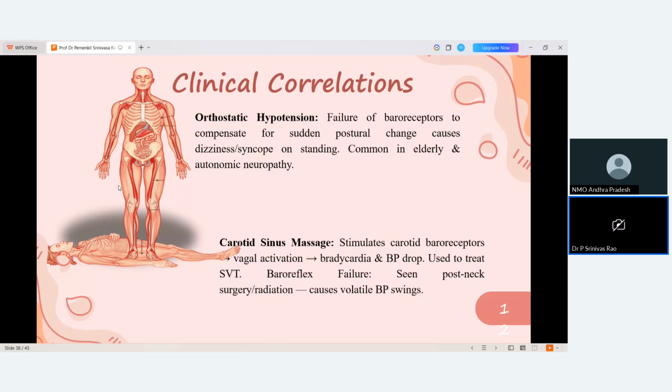So when a person stands up suddenly, what will happen? Instead of the BP getting regulated, it will suddenly fall because the blood has come to his legs. The stroke volume will reduce because there is a decrease in the venous return. Understood? So this is common in elderly and autonomic neuropathy of diabetics. So the patient will be having a syncope. Syncope means sudden loss of consciousness. He may be either dizzy or will be having a syncope on standing.